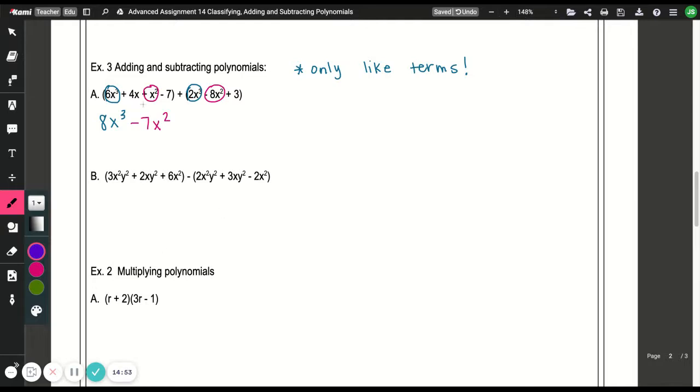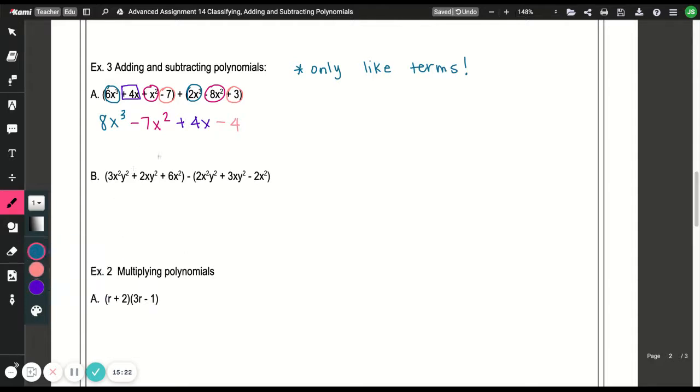The next one would be x to the first. So here's 4x to the first, and then there are no more over here. So there's nothing to add to it, which means I just have 4x to the first, but you don't need the 1. And our last one are the constants. So -7 plus 3 is -4.